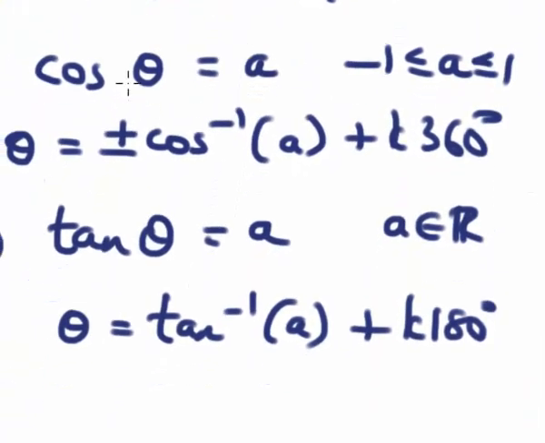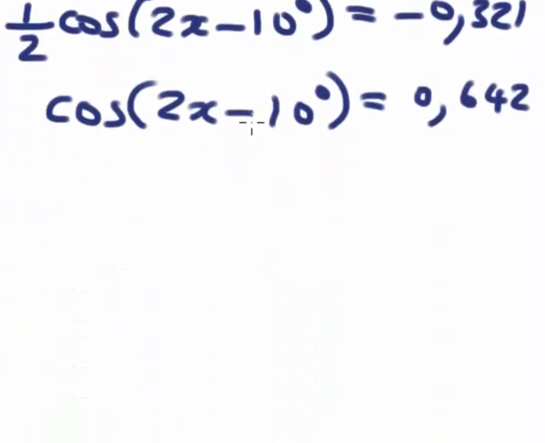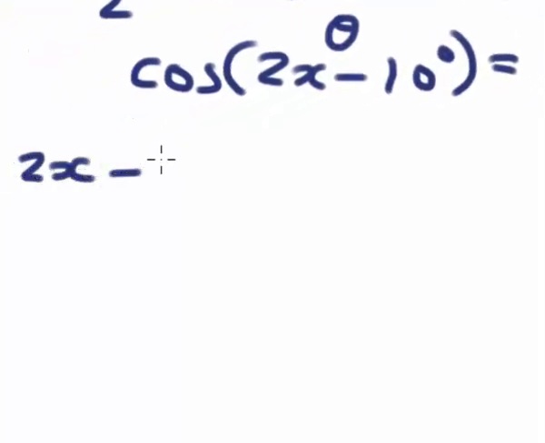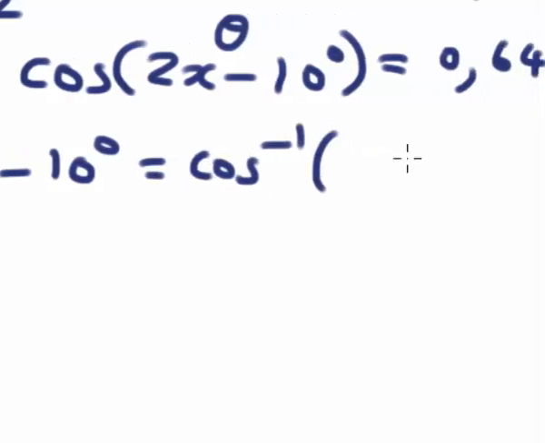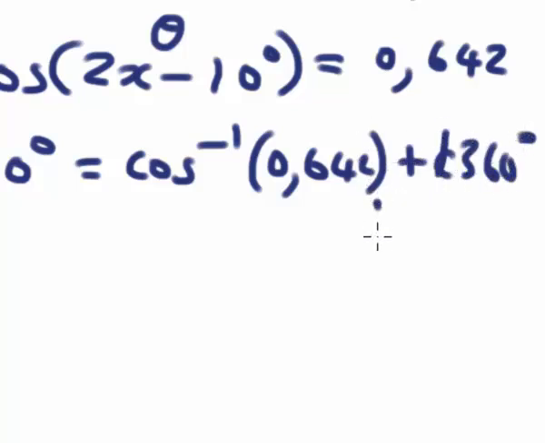Here it is. Cos theta: you'd say cos of the angle is plus minus shift cos of whatever that number is, plus K360. So let's do that. So we're going to say the angle, remember this whole thing is the theta. So you say 2x minus 10 degrees is shift cos of the decimal, the number there, and we must add K360. But never forget to tell the examiner K is an element of Z.